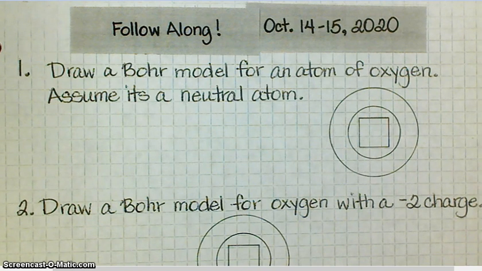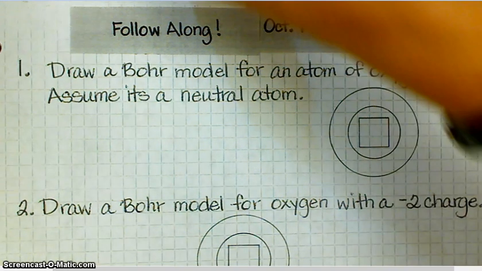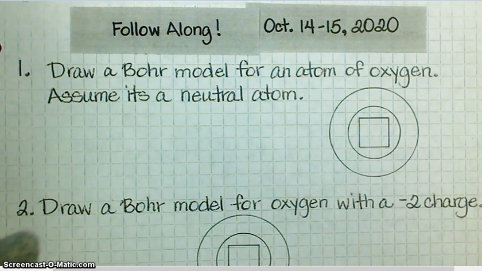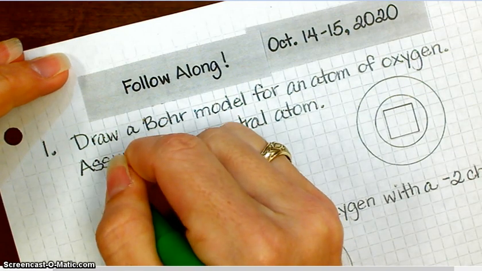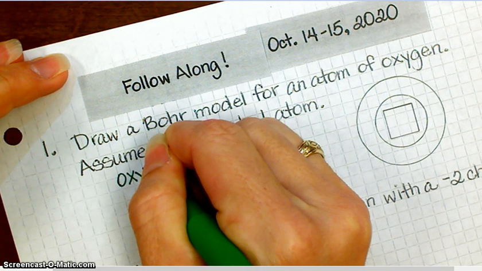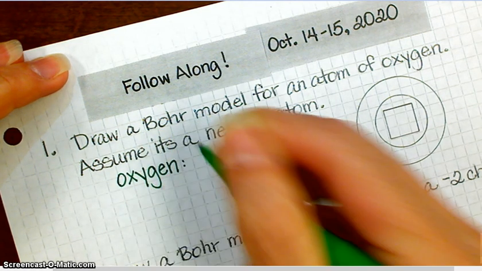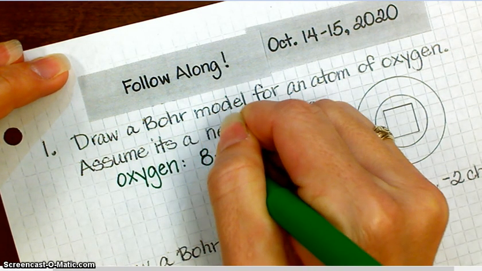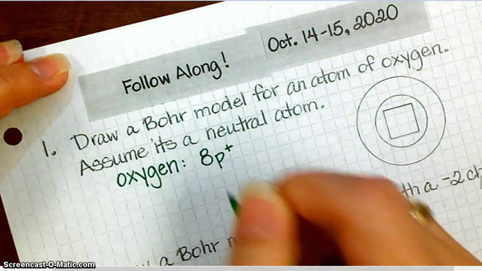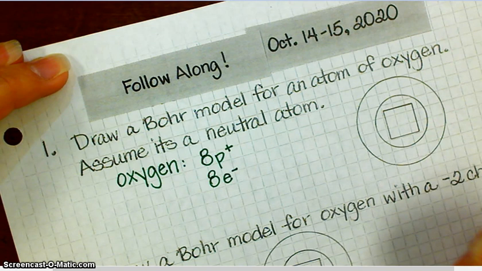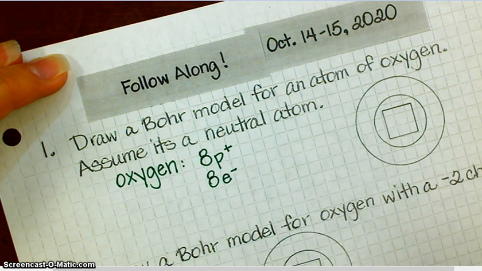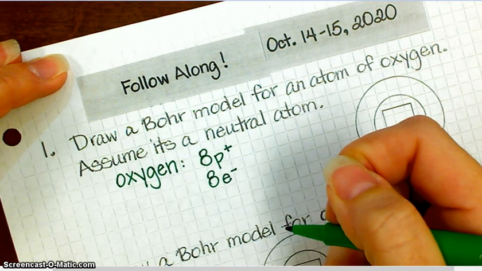All right, number 1 on the follow along says to draw a Bohr model for an atom of oxygen and assume it is a neutral atom. Well, first of all, if we can assume that it is a neutral atom, and we look at the periodic table, we know that oxygen has 8 protons because its atomic number is 8. If it's neutral, it's also going to have 8 electrons. And rounding off the atomic mass, we get 16.